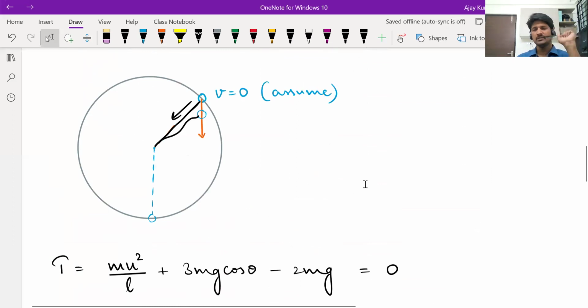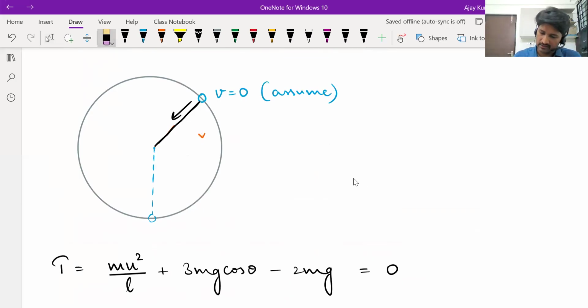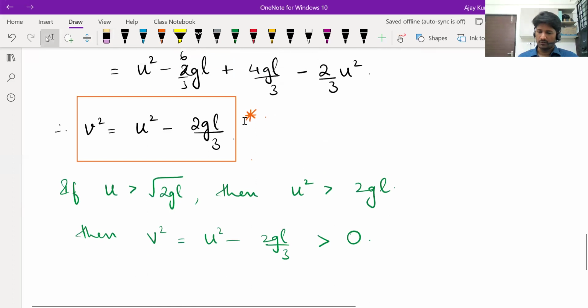Now, tension becoming 0 means what? The bob doesn't have a tendency to go out of the circle. Suppose the bob has a tendency to move outward like this, then the string, whose length is limited, will pull the bob in and make it move along the circle. That is when tension will be there in the string. But now at a particular angle, we found out tension becomes 0, if at all.